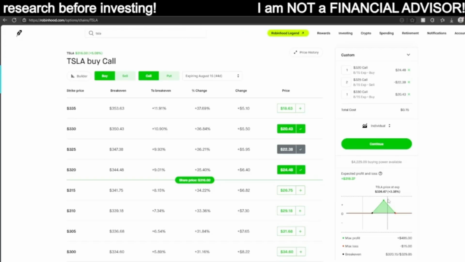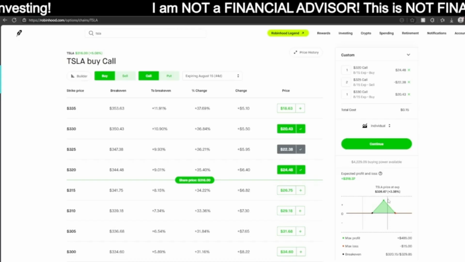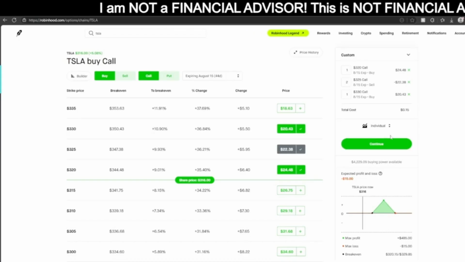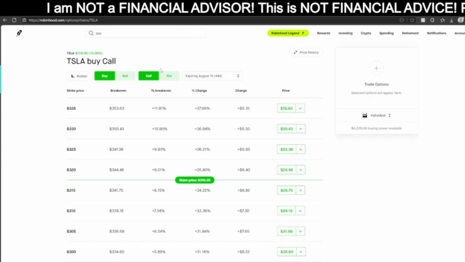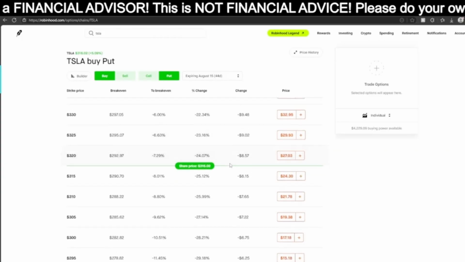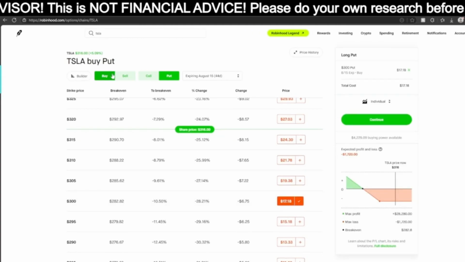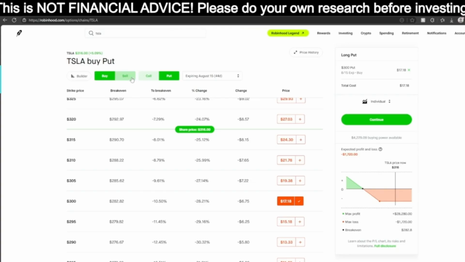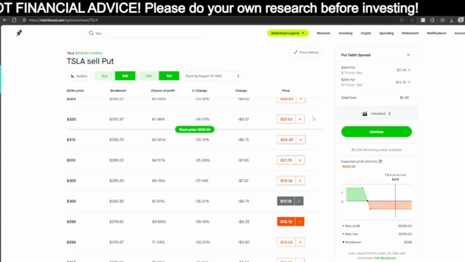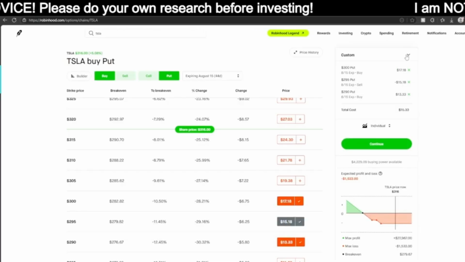Now, you can do the same thing for the put side, very, very similar. If you're bearish on Tesla, you can do the same thing but with puts instead of calls, so you can see what it looks like. Say you want to be bearish on Tesla. I think it's going to go to 300. That's a good number. But I don't have $1,700, so I'm going to sell the 295, and then you would buy the 290. And what you would do is go to custom.